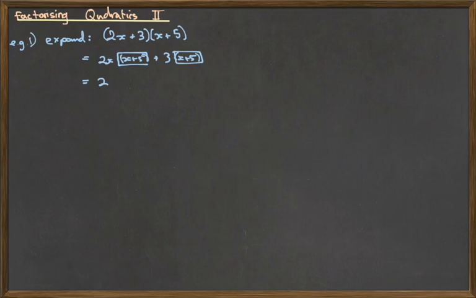So it's 2x times by x plus 5, which is 2x squared plus 10x, and then 3 times by x plus 5, which is 3x plus 15. Now we can simplify. So 2x squared stays the same, 10x plus 3x is 13x plus 15. Okay, that's expanded, that's us done.